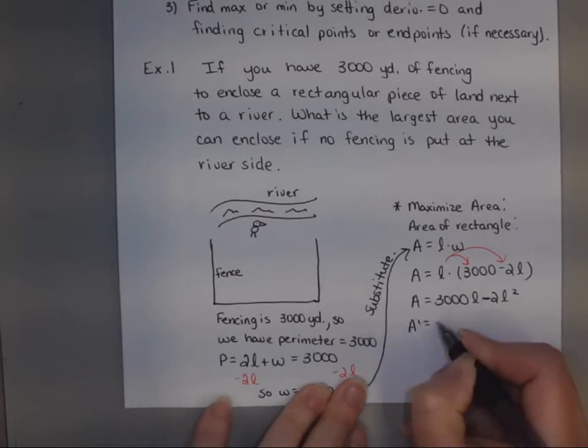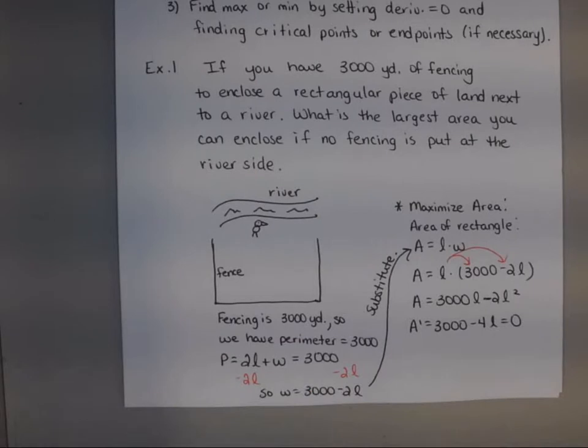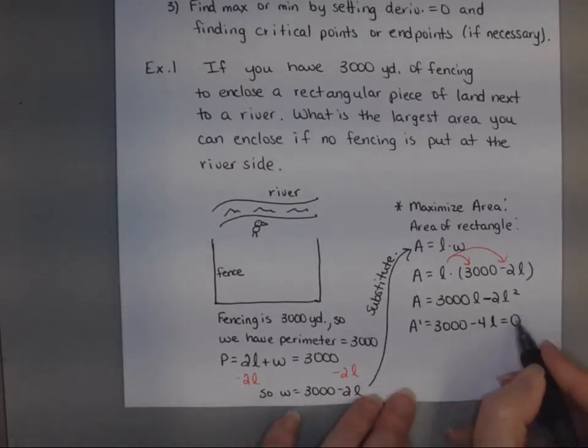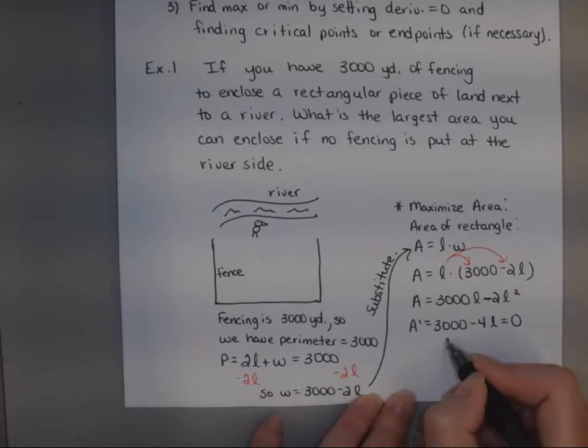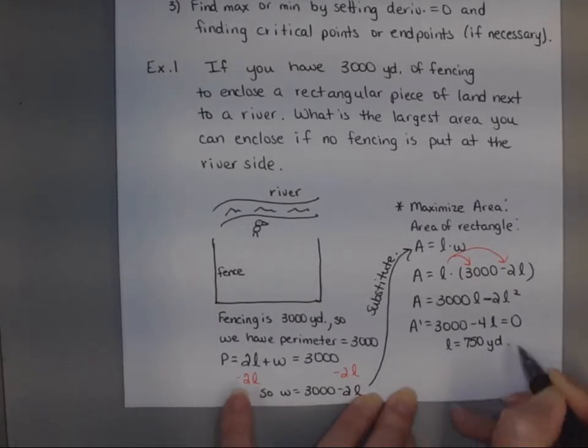So A prime is going to be 3,000 minus 4L, right? And we're going to set that equal to 0. So if you solve, you would add 4L to both sides probably, right? So you're going to get L equals 750 yards.